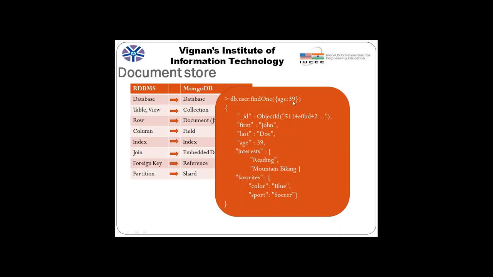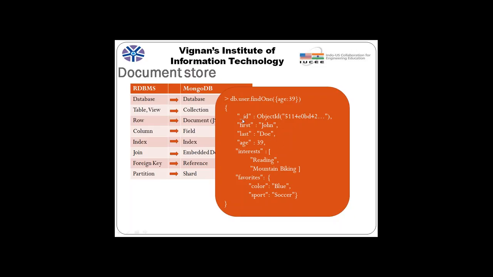What is the key? Age. 39 is a value. So ultimately the outcome is coming with the key value only. Whatever concept deals with the key value makes quick access. So that is the major benefit we are going to see here.